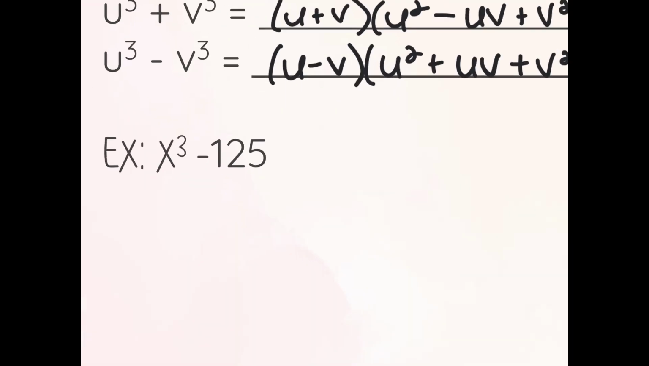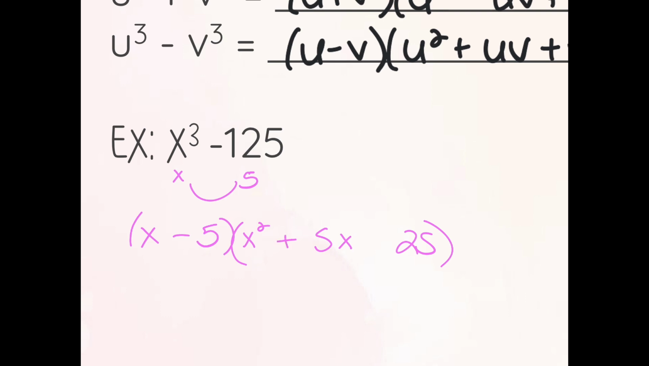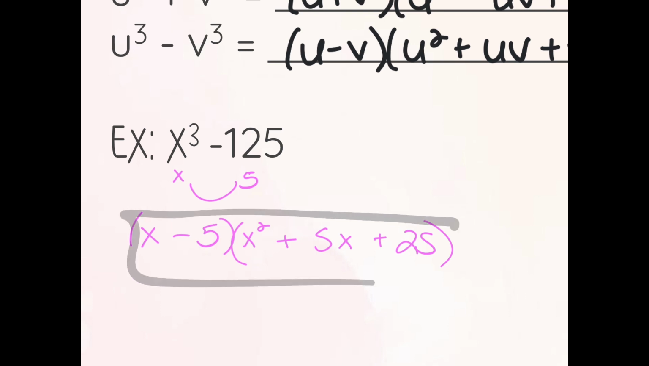So let's look at this first example. X cubed and 125 are both perfect cubes. The cube root of x cubed is x. Cube root of 125 is 5. So it's x minus 5 because we keep the sign the same. Then x squared, the middle term is the product of them, which would be 5x. Last term is the last one squared, which would be 25. And the signs go same, so that's minus. Opposite, so in between the x squared and the 5x is plus. And last is always positive.